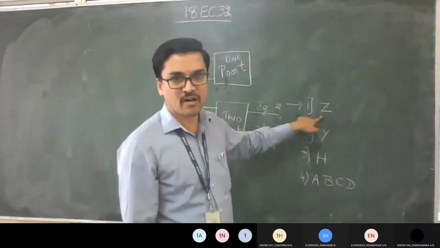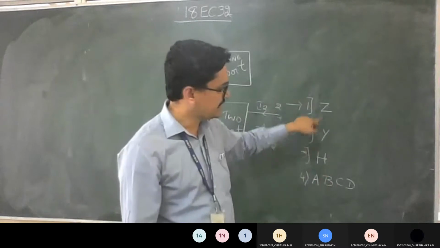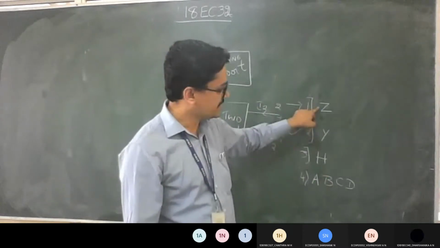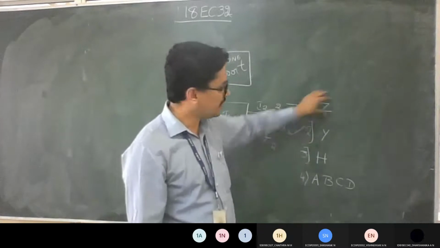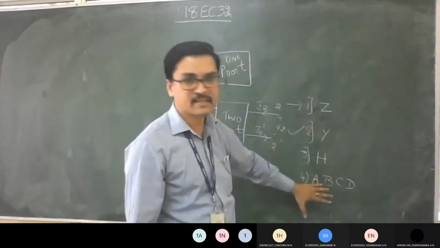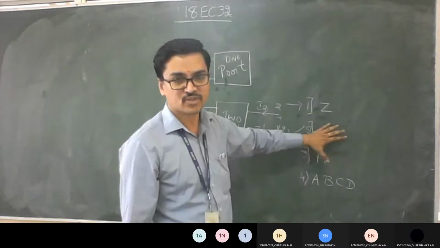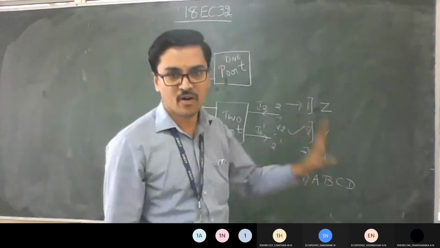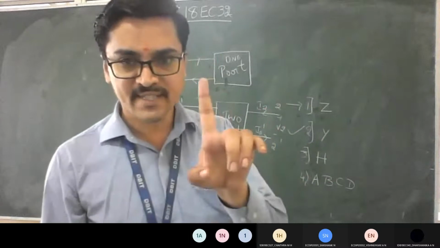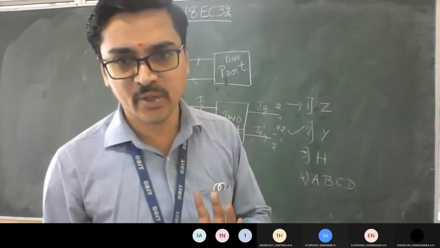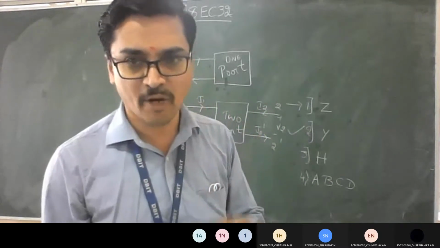I need to convert, or give the relationship between, Z in terms of Y, Z in terms of H, Z in terms of ABCD. So if you take one parameter, you will have 3 different derivations. Totally how many parameters do you have? 4 parameters. So it means 12 derivations. If you understand one, the remaining 11 you can do easily. Is it fine till here?